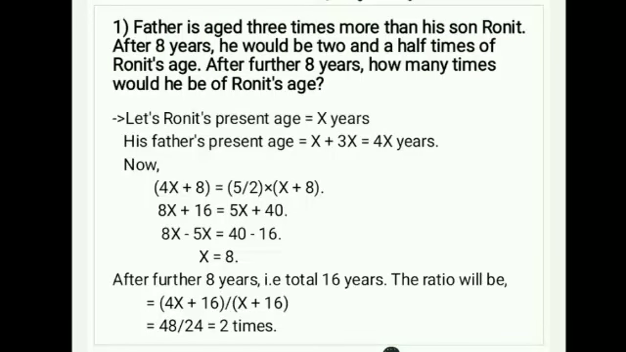The first one. Father is aged 3 times more than his son Ronit. After 8 years, he would be 2.5 times Ronit's age. After a further 8 years, how many times would he be of Ronit's age? Now, let Ronit's present age be x years, then father's present age will be x plus 3x, because the father is aged 3 times more than his son.